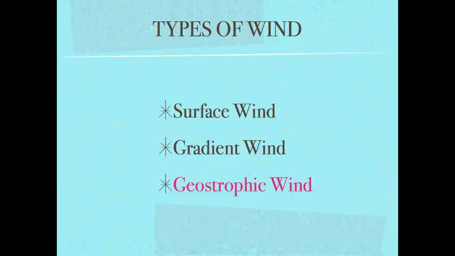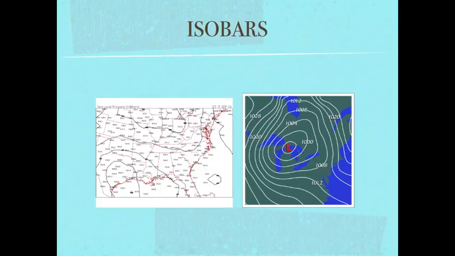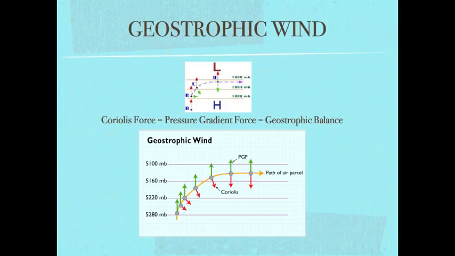There are three types of wind: surface wind, gradient wind, and geostrophic wind. In order to understand geostrophic wind, look at these two pictures. Isobars are the lines that connect areas of equal pressure on a surface map. For example, the image on the right displays concentric circles around an area of low pressure.